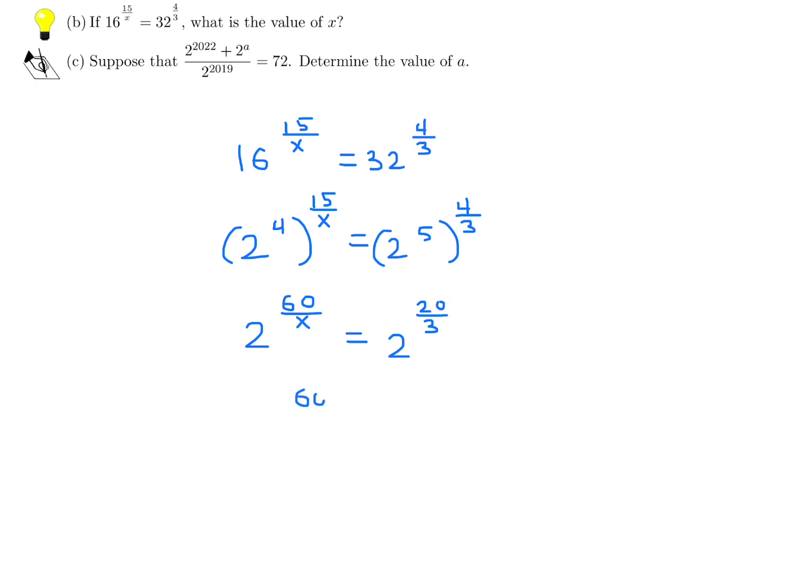So the bases are the same, so the exponents are the same. That means 60 over x is the same as 20 over 3. So cross multiply, and 20x would be equal to 180. And therefore x is 180 divided by 20, which is 9.